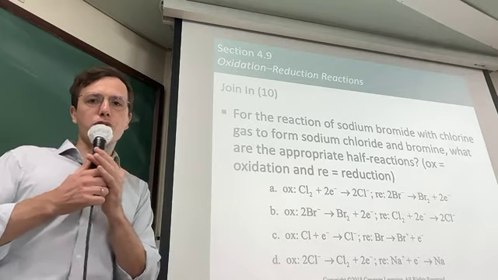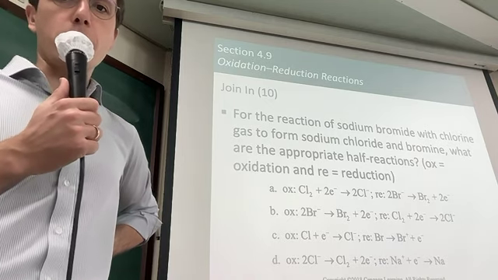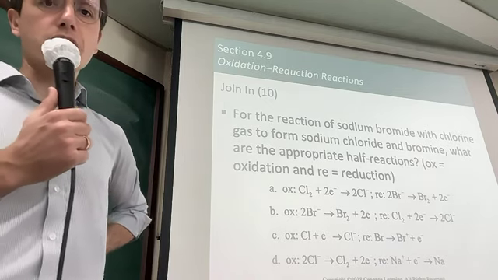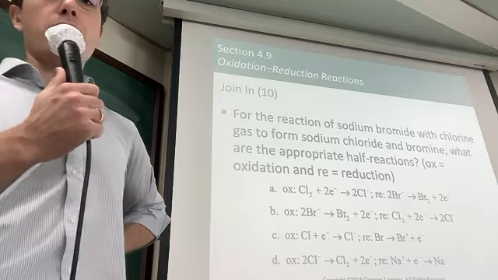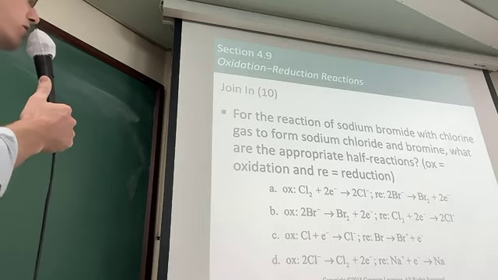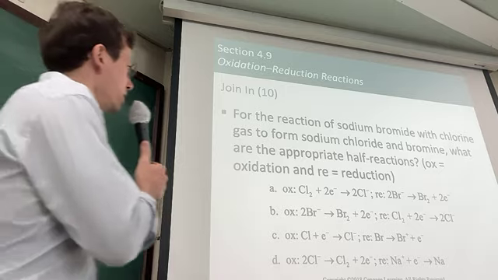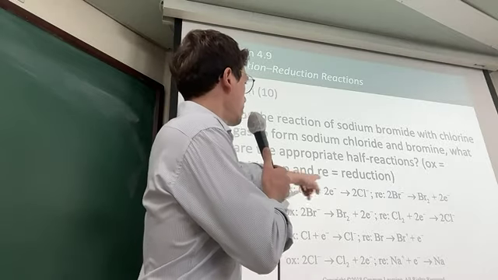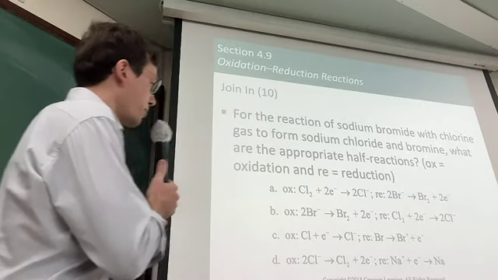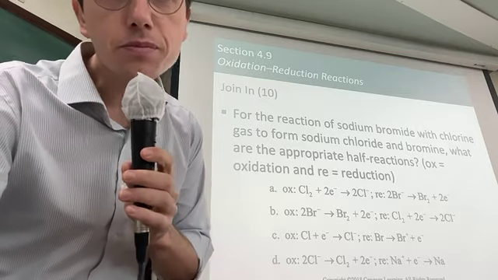So let's do some joining for this. We have a reaction of sodium bromide with chlorine gas to form sodium chloride and bromine. What are the appropriate half reactions? And ox means here oxidation and re means reduction. Okay, you can read this by yourself and then give me your answer.